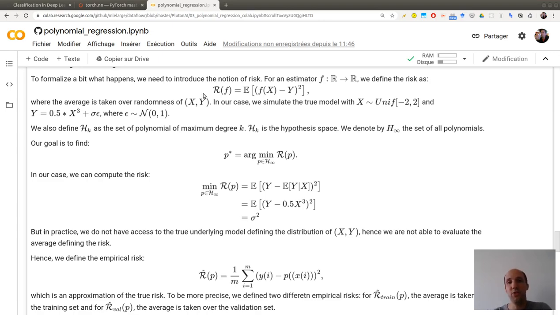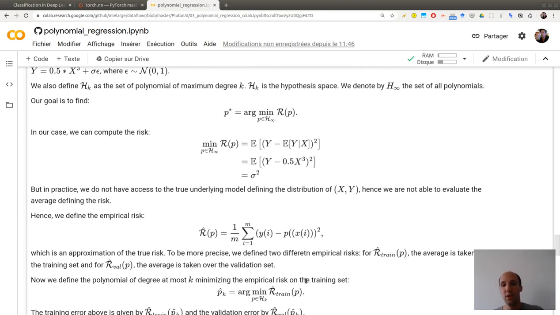The problem is, in practice, you do not have access to this risk function. You don't know the model. Otherwise, you would not need to estimate it. So what you do is you try to approximate this function with what is called the empirical risk, which is replacing this average by an average over your dataset. Indeed, what we did is not computing only one empirical risk, we computed two empirical risks. One where the average is taken on the training set, which is denoted by R_train, and one where the average is taken on the validation set, which is R_val.